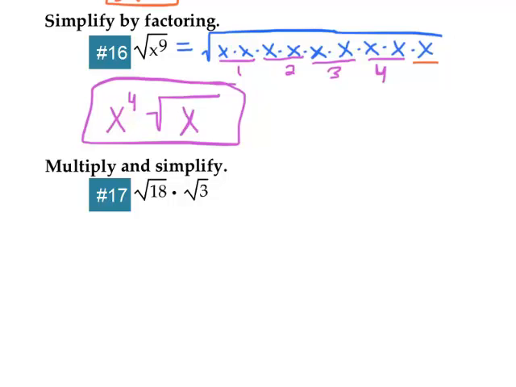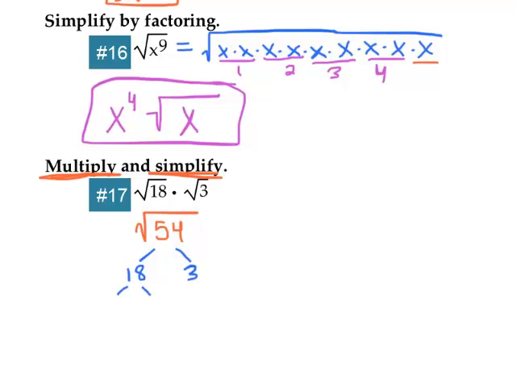Number 7 asks us to multiply and simplify. Do it in that order. Multiply and then simplify. So we want to do 18 times 3. Since they're both under the square root, we're allowed to do that. 18 times 3 gives us 54. If we want to simplify the square root of 54, then we need to make a factor tree. So we just said that 18 times 3 equals 54, so that means we can put this right here.